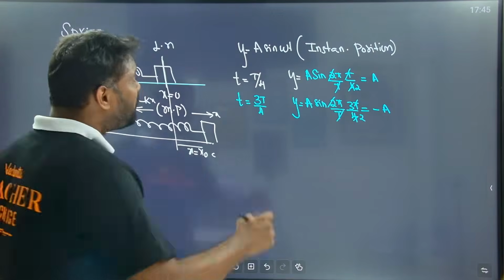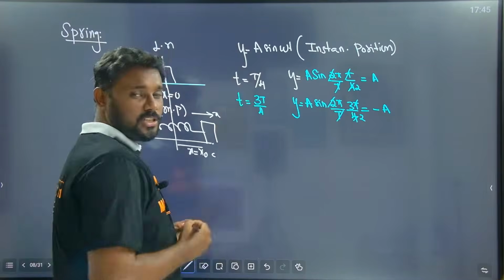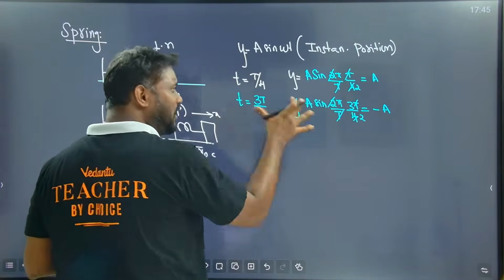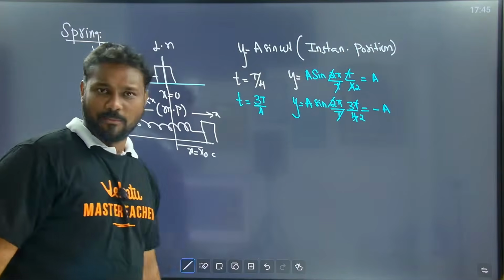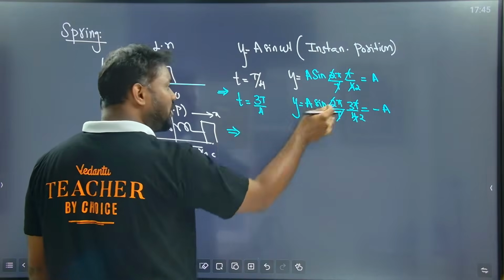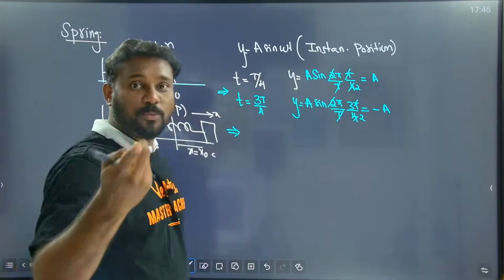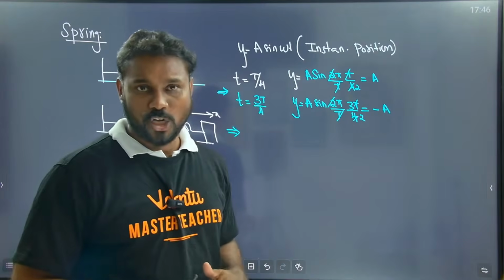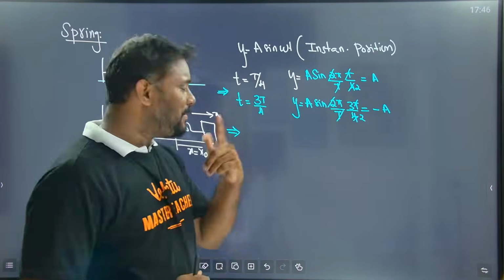So we can calculate the position. And also, if we know the amplitude, see here, if we know the time, we can calculate the position of the particle. Very important thing: if we know the time, we can calculate position. If we know the position, we can calculate time period. நாம calculate பண்ணலாம். Clear?